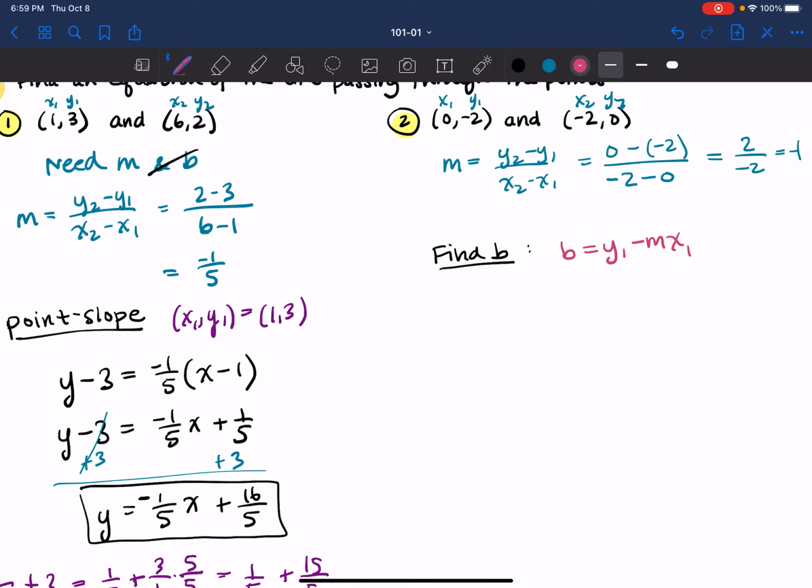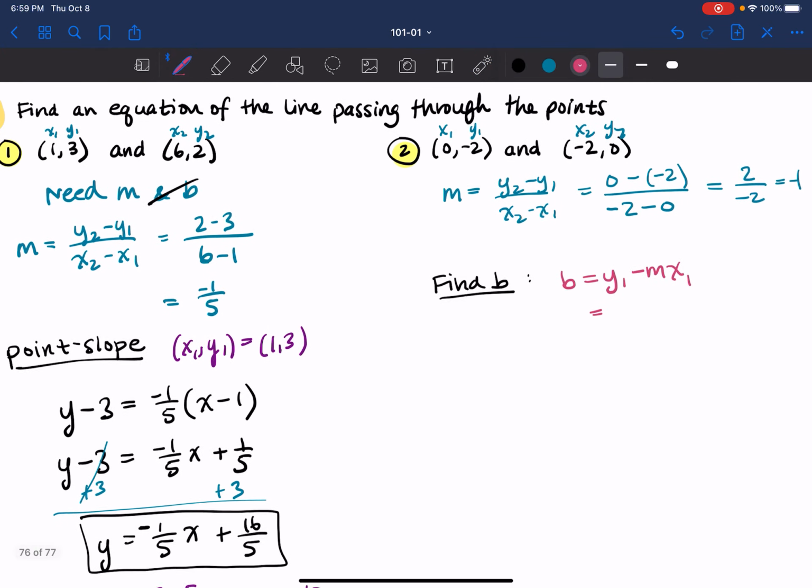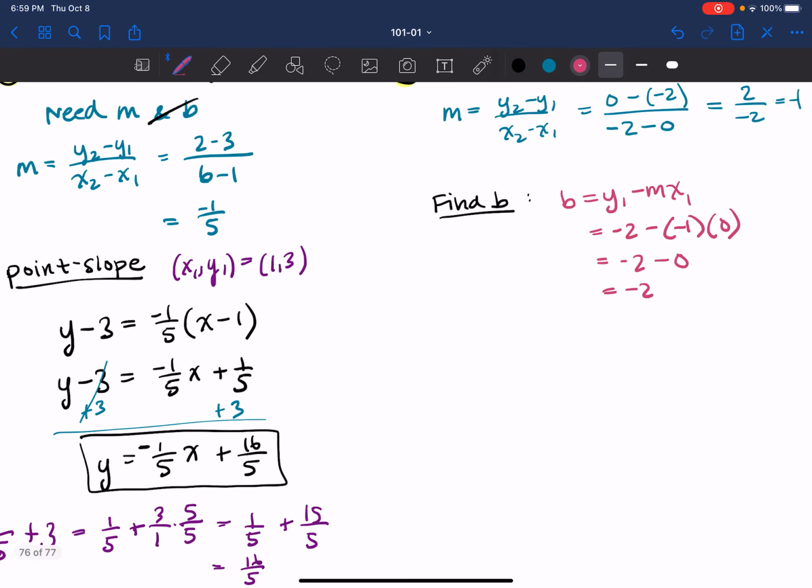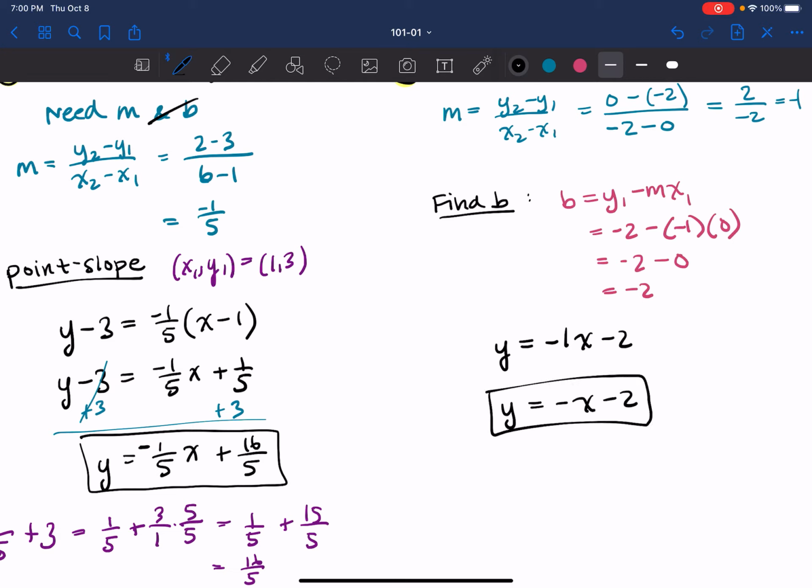Okay, so let's see. Pick any of the points that you want. So y1 we said was negative 2. We've got minus m, which is negative 1, and x, which is 0. So we've got negative 2 minus 0, and so that's negative 2. And so now putting this into our mx plus b form, we've got negative 1x minus 2, or just negative x minus 2. And so there we go.